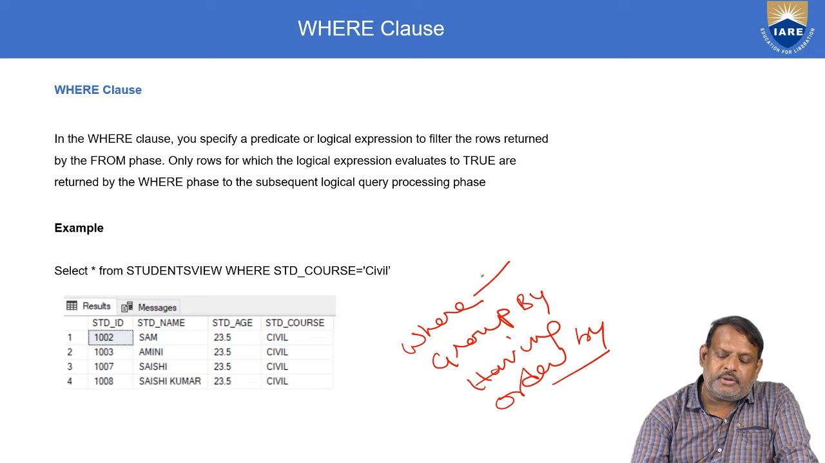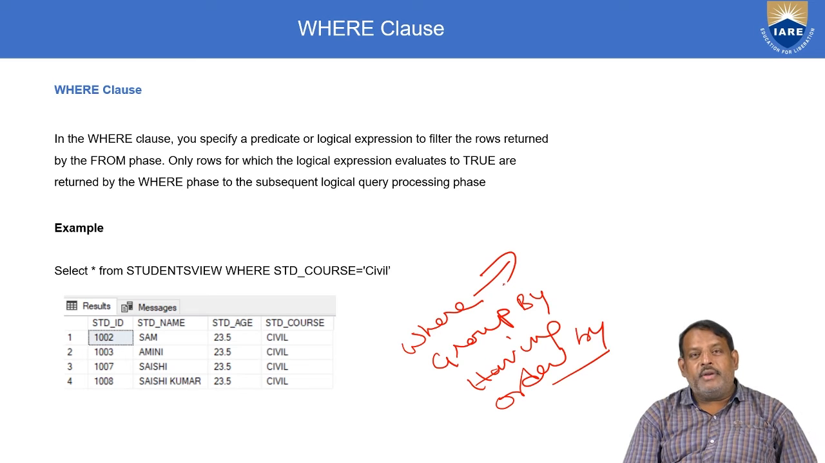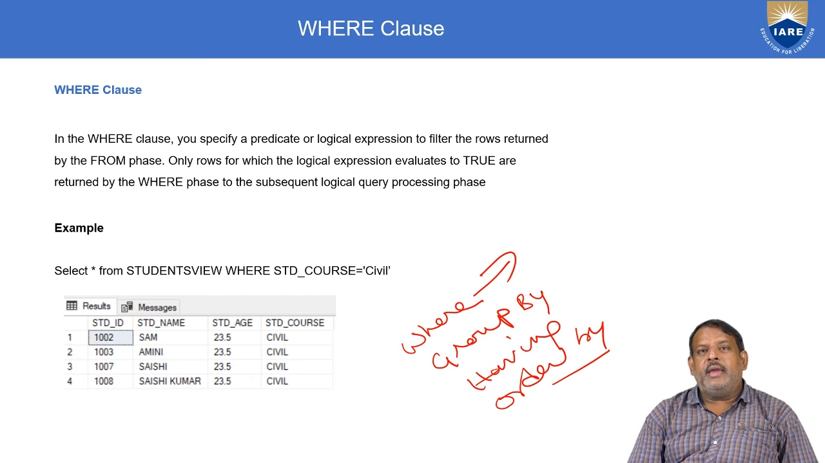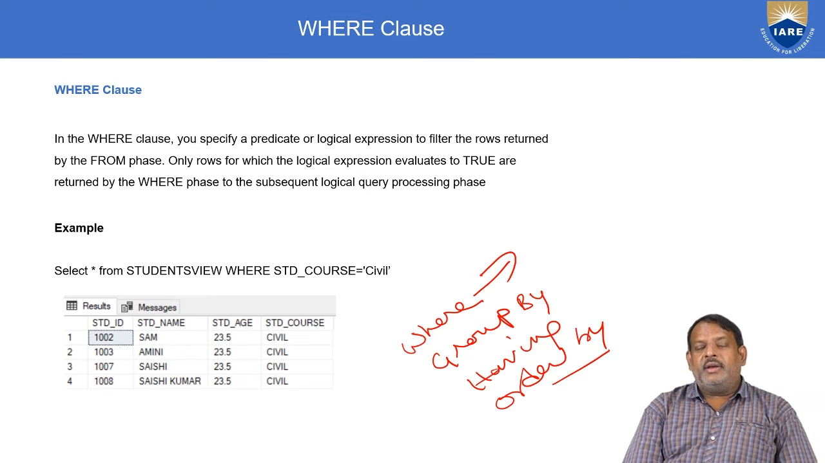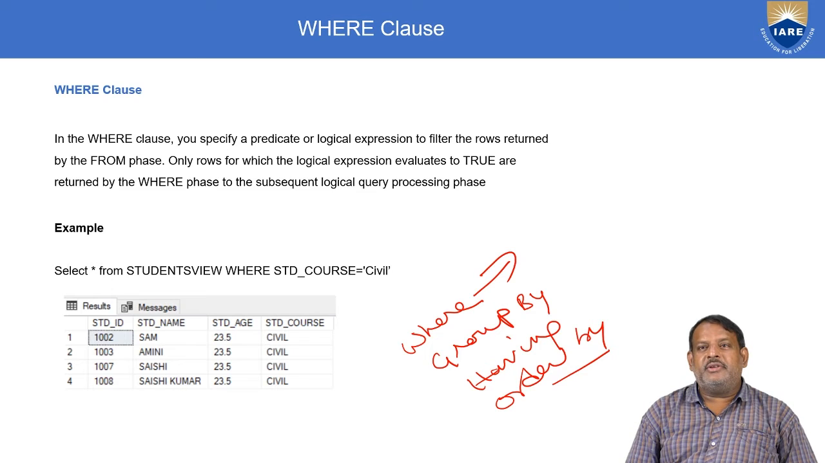Now we'll talk about the first clause called where. In the where clause, you specify a predicate or logical expression to filter the rows returned from the from phase. In the where clause, you specify what things you want to filter out. Only rows for which the logical expression evaluates to true are returned by the where phase to subsequent logical query phases.